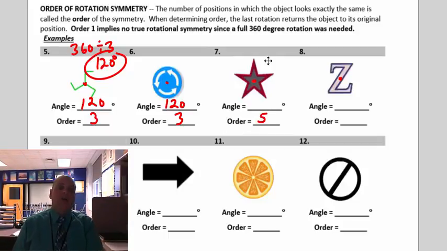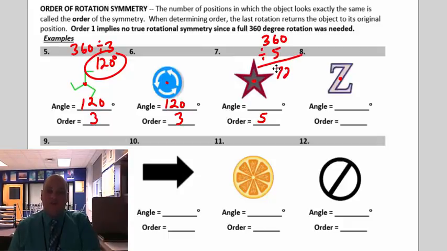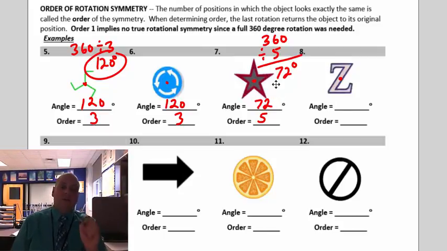So what's the angle of rotation? Well, it's just 360 divided by 5. And that comes out to be 72 degrees. So my angle of rotation is going to be 72 degrees to make it look exactly the same. So you rotate it 72, it looks the same. You rotate it another 72, it looks exactly the same.